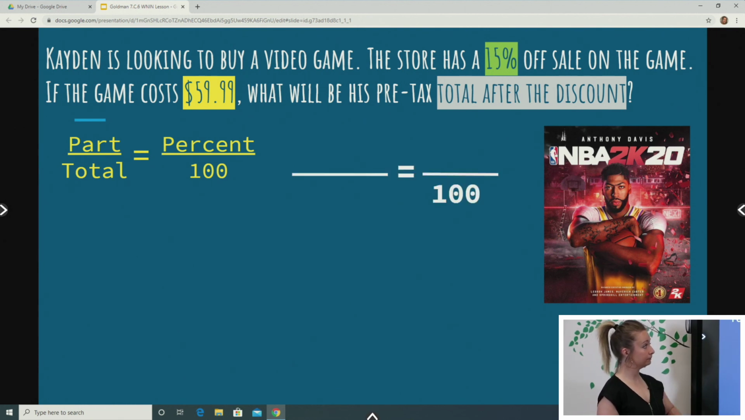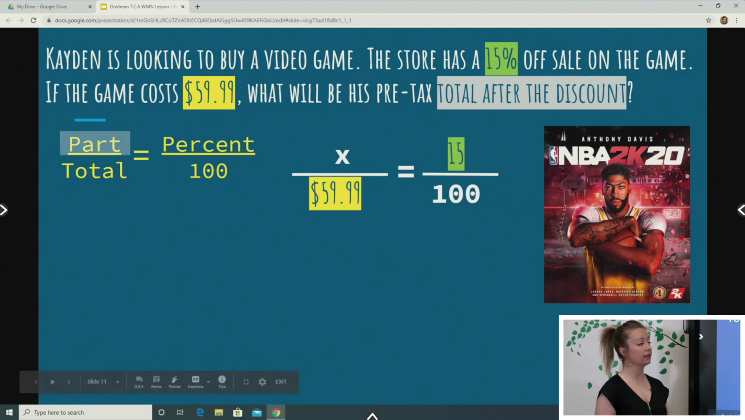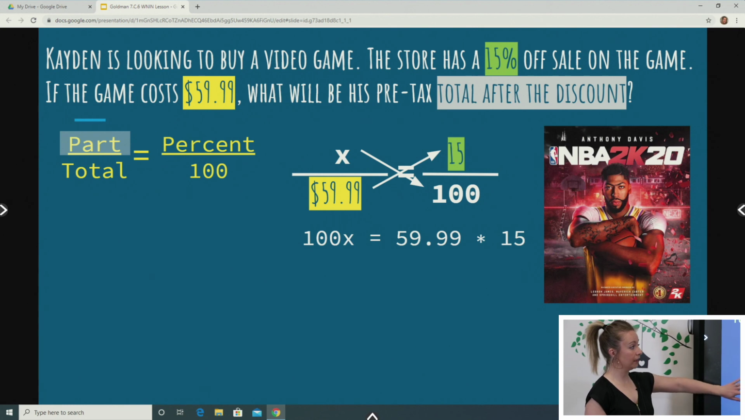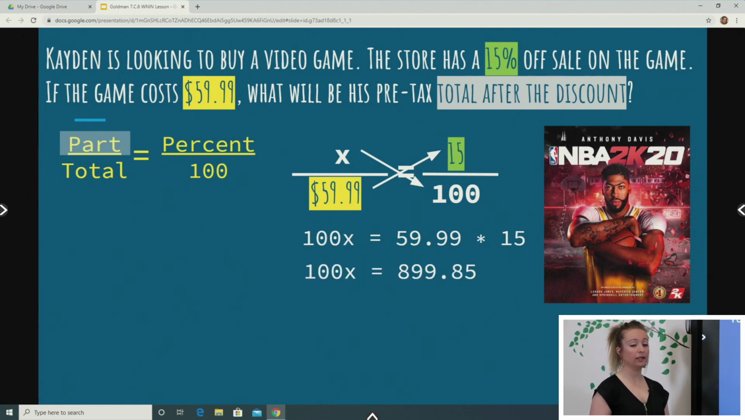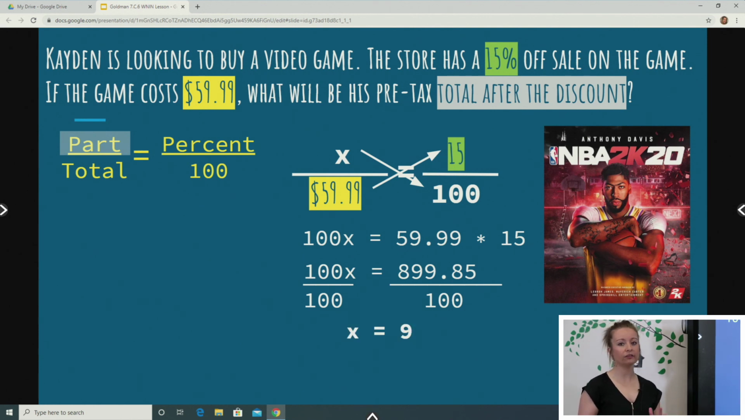Setting up our proportion, our percent is going to go above our 100 again, and our total is going to be $59.99. We're missing the part. In this proportion, we're solving for the amount that's discounted. We're going to start there. When we cross multiply and simplify, we get the equation 100x equals 899.85. To get x by itself, we're going to divide both sides by 100 to get x equals roughly 9. It was 8.9985, which is going to round nicely to 9.